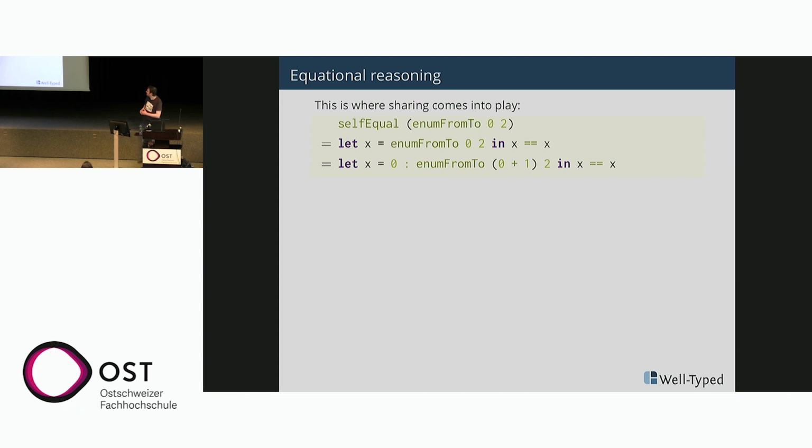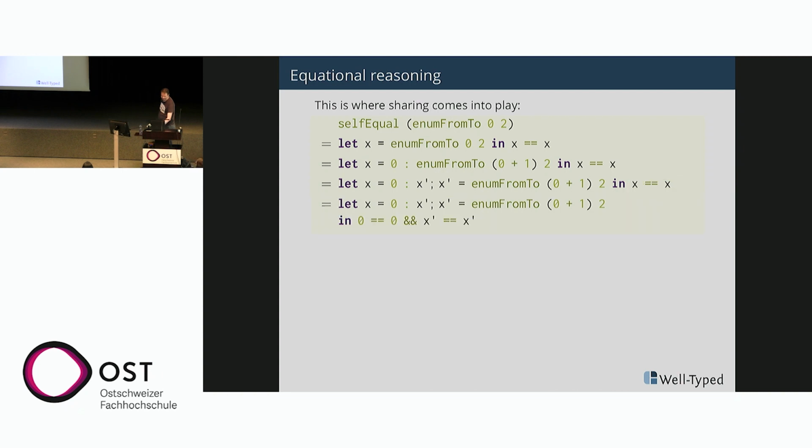Right? And here we have a constructor that is applied to a complicated expression, to enum from 0 plus 1. So we have to introduce another let binding, which is safe to do, just for this right-hand side of the cons. And now we can safely substitute the x and reduce the x equals x.